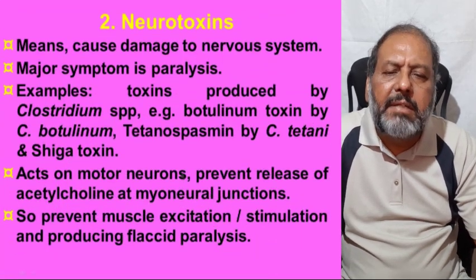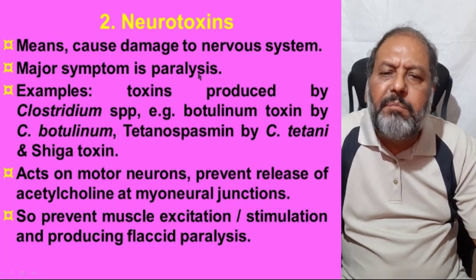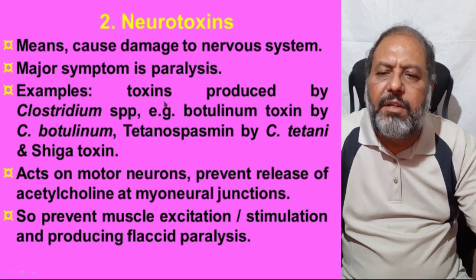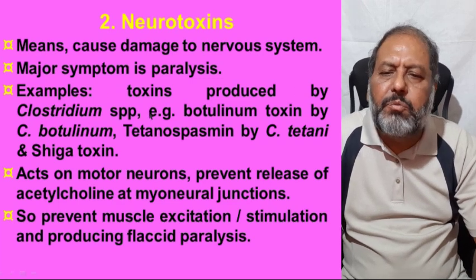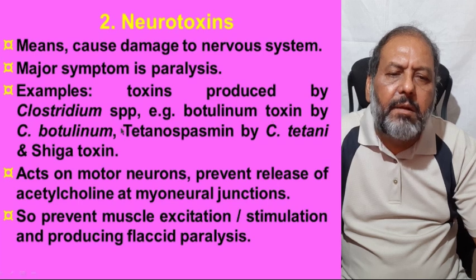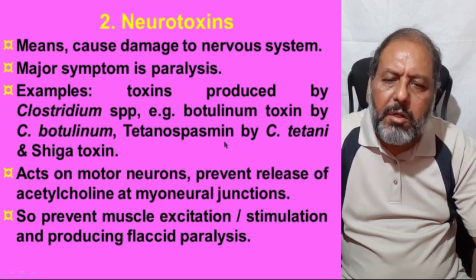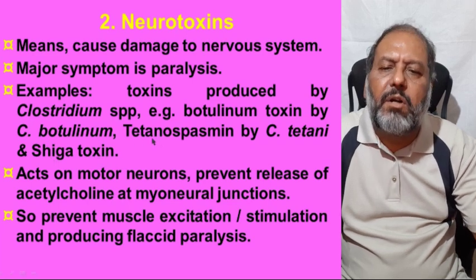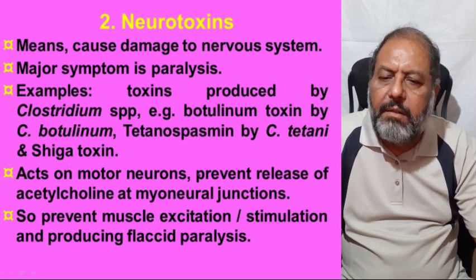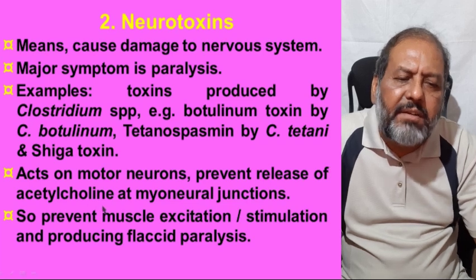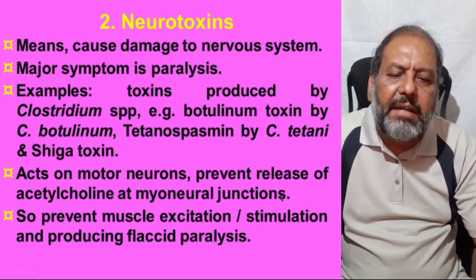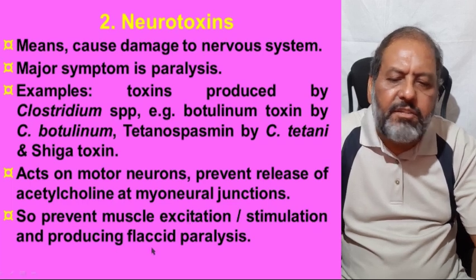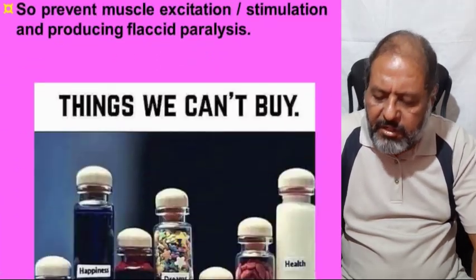The number 2 type of exotoxin is neurotoxin, meaning it causes damage to the nervous system. The major symptom is paralysis. Examples are toxins produced by Clostridium species, like botulinum toxin by Clostridium botulinum, tetanospasmin by Clostridium tetani, and Shiga toxin. These are all neurotoxins. They act on the motor neuron and prevent release of acetylcholine at the myoneural junctions, so they prevent muscle excitation and stimulation, producing flaccid paralysis.